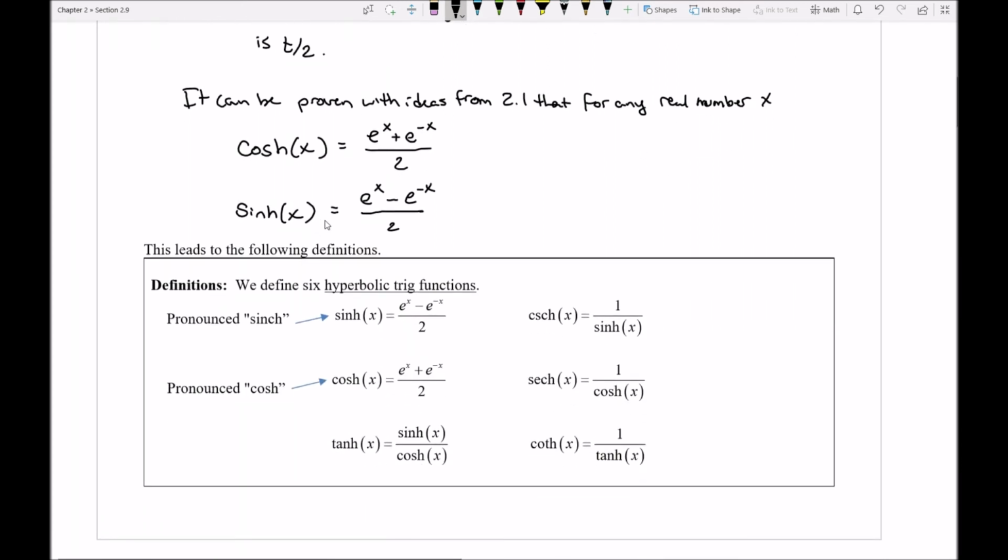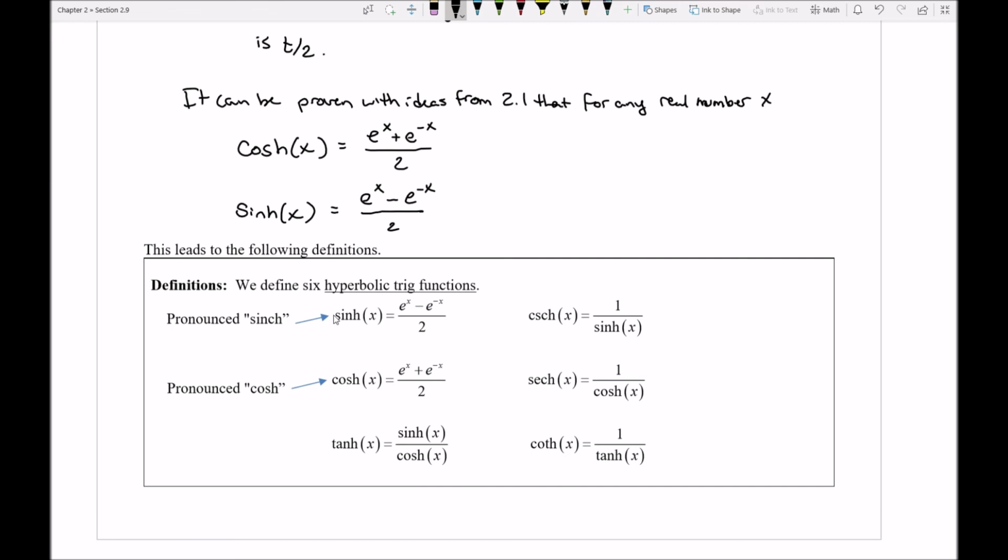Now, if you take a look down below, you'll see that in the box here I define 4 other hyperbolic trig functions. We have a hyperbolic tangent, which you'll notice is hyperbolic sine over hyperbolic cosine, just like regular tangent is sine over cosine. And then I also have very similar relationships with a hyperbolic cosecant, hyperbolic secant, and a hyperbolic cotangent.